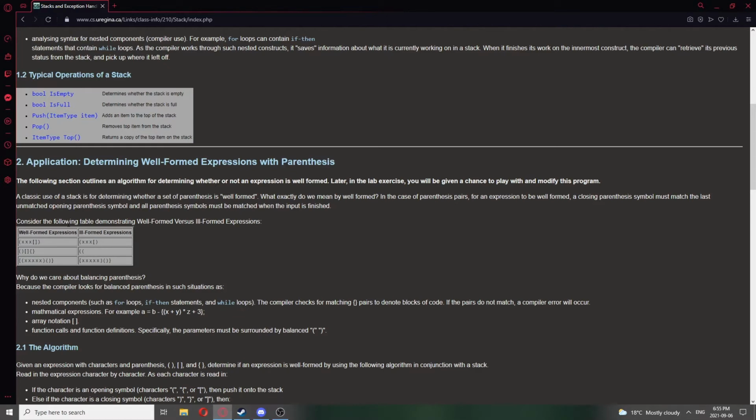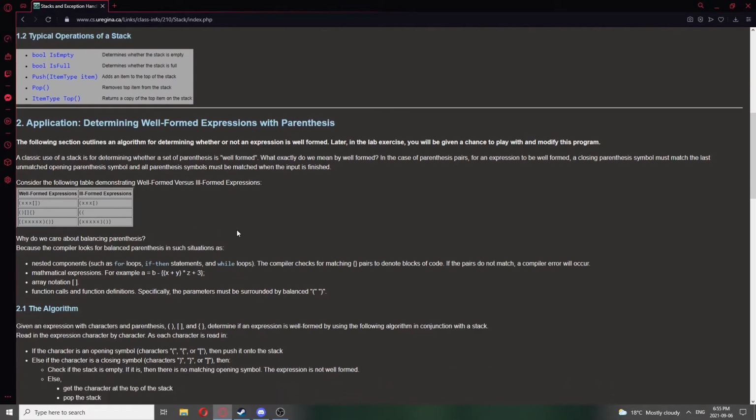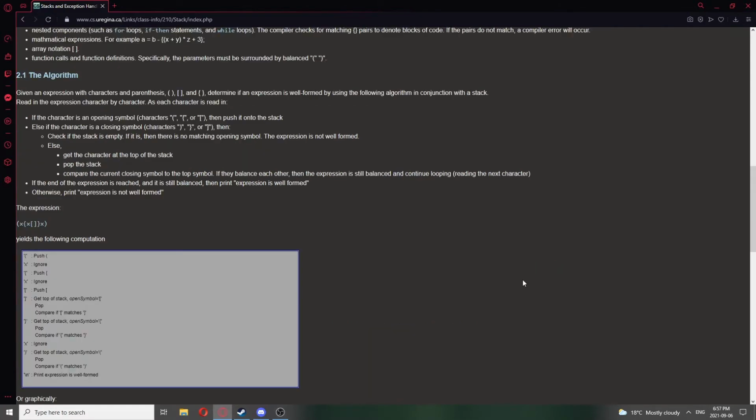So we have a couple examples of those here. Why do we care about that? Because balancing parentheses is very important for compiling, because if parentheses aren't balanced, either you get compilation errors or very unpredictable results. So the algorithm that we are going to be having a look at is given an expression with characters and parentheses, braces and brackets, we're going to determine if the expression is well-formed by following an algorithm and a stack.